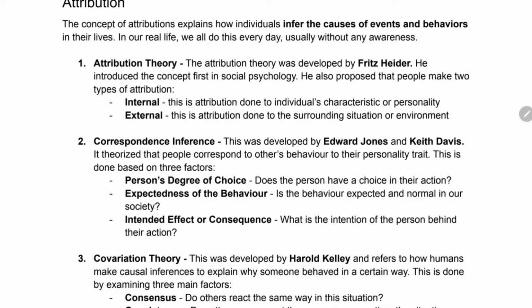The next factor that they talk about is the expectedness of the behavior. Is this behavior expected and normal in our society?